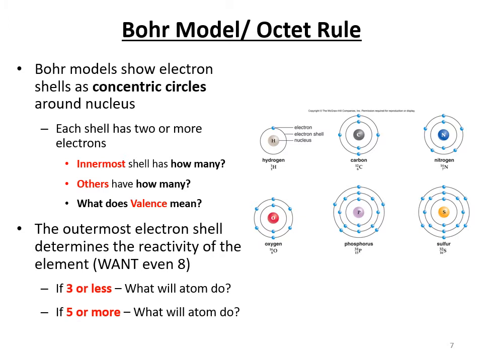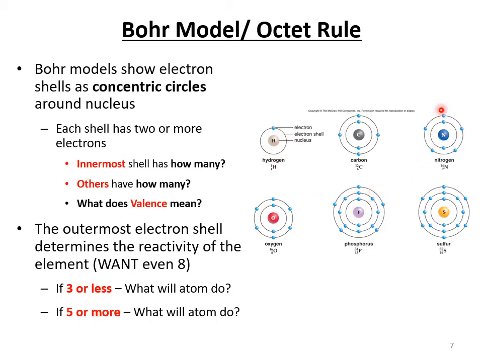Now, these outermost electrons are very important because they determine how that atom will react with other atoms. Basically, an atom always wants its outer shell full to be happy. If its outer shell is only the first shell, like in the case of hydrogen, it will either want to gain one electron or get rid of that one electron. So gain one electron, and now I'm happy, I have two. My outer shell is full.